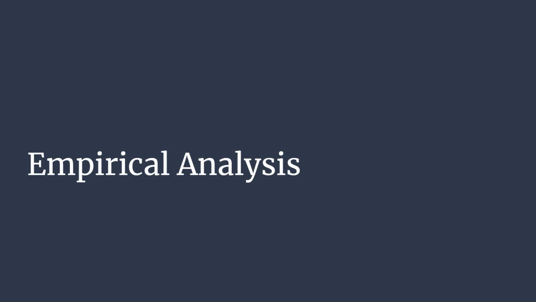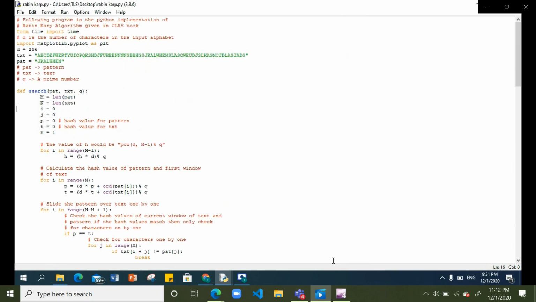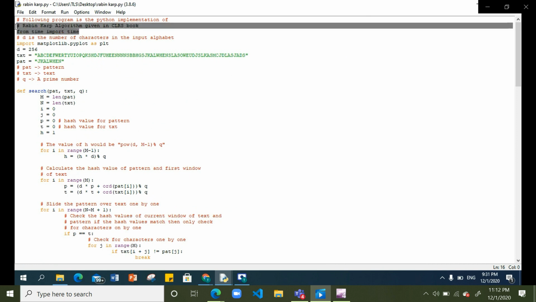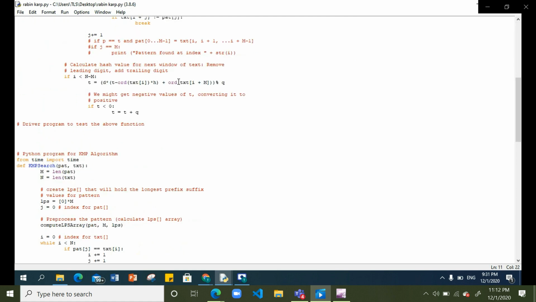Now let's look at the empirical analysis of both of these algorithms and see what my other group partner Tasbiha has to say about it. We have written both the algorithms in Python and we'll be running them on the same machine. We'll use Python's time module to calculate the time taken by each of these algorithms to run.